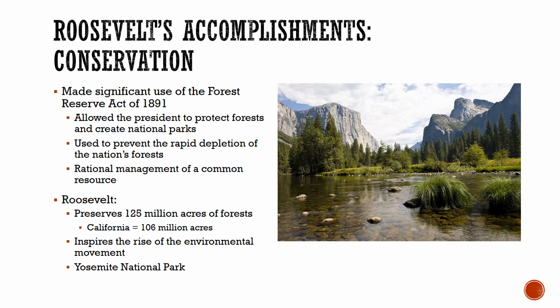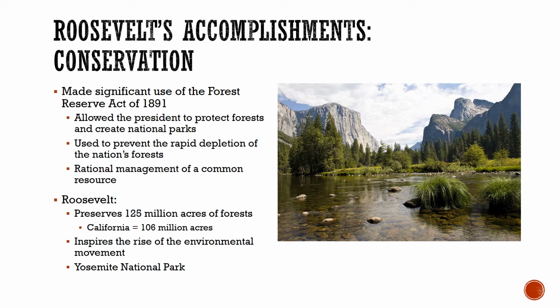And lastly, and maybe one of Roosevelt's most famous and long-lasting accomplishments, was his effort to conserve the American wilderness. And he did this by using a law that was passed in 1890 called the Forest Reserve Act. And the idea here was that the president was allowed to declare certain parts of the country as national forests or national parks. And the reason that this law was created was to make sure that the United States didn't just chop down all of its trees.